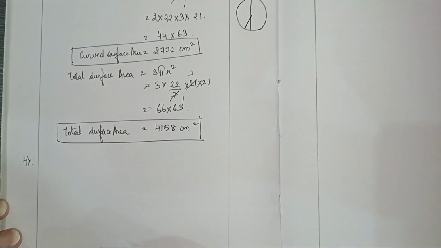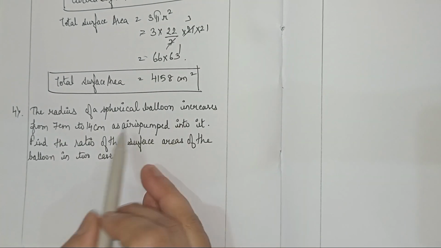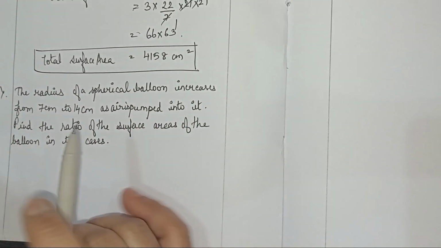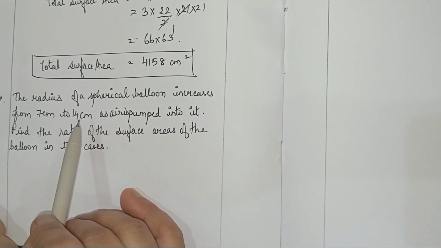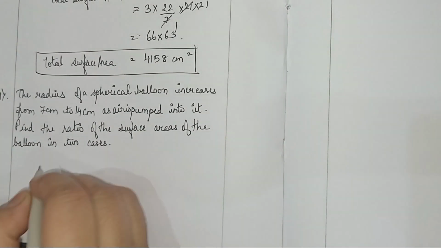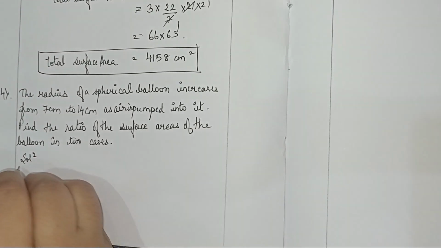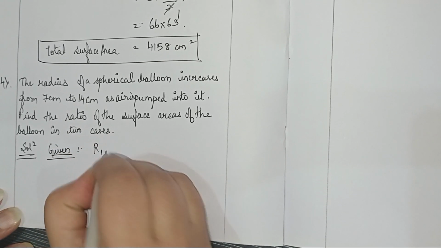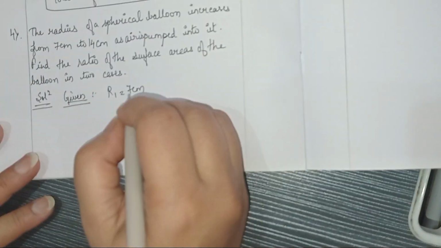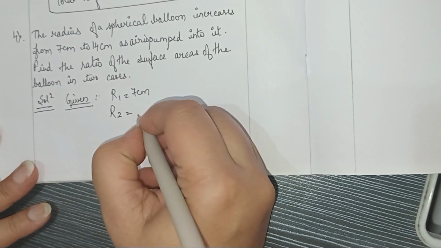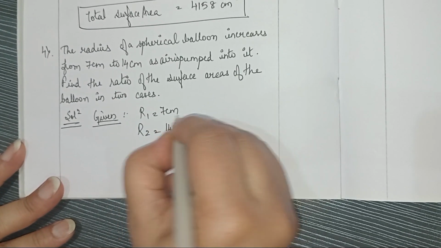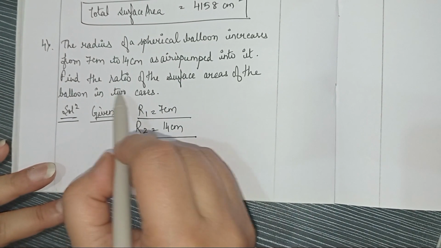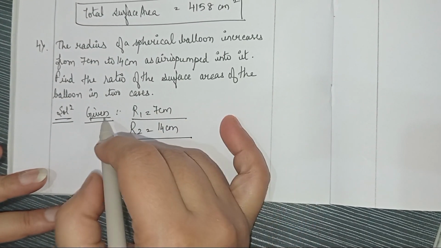Moving on to question number 4. The fourth sum. The radius of the spherical balloon increases from 7 centimeters to 14 centimeters as air is pumped into it. Balloon, first its radius is 7 centimeters and after filling more air it will become 14 centimeters. So there are two cases. Here what we will do is simply solve. Given R1 will be 7 centimeters first. Okay, and R2 will be 14 centimeters. First case it is going to be radius with 7 centimeters. Second case it is going to be radius with 14 centimeters.